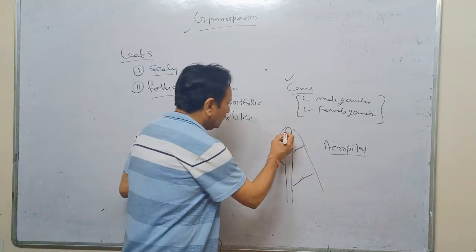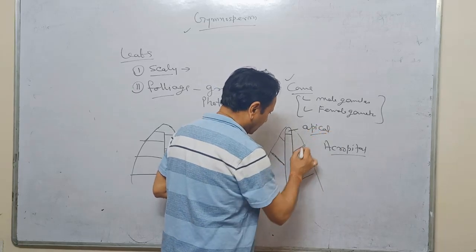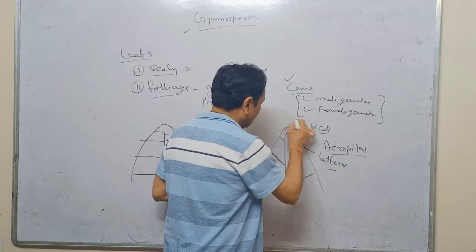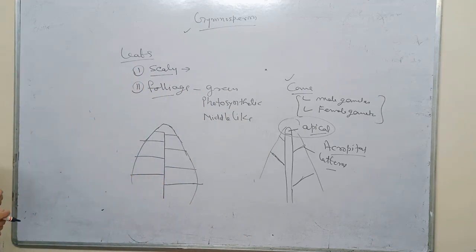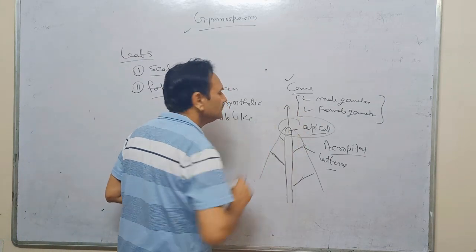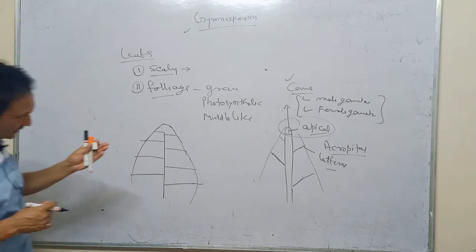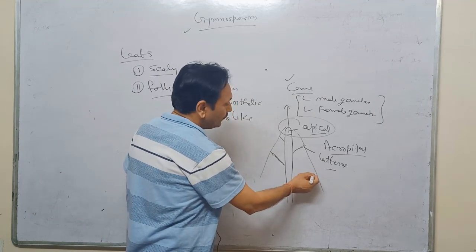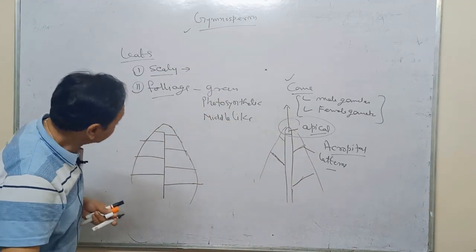Here, there are two types of buds. One is called apical bud, and another is called lateral bud. One of the significant characteristic features of these conifers is the continuous growth of the apical bud. Because of that, the trees are very tall, and growth is also continued, but very slow. So a cone-like structure has been observed in it.